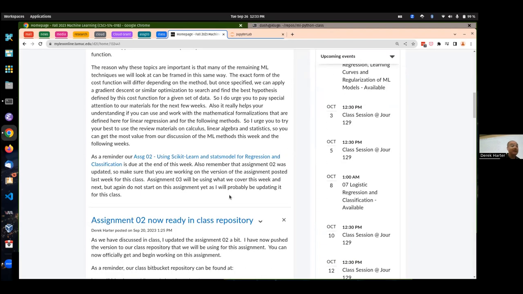As a reminder, for the second assignment, make certain you're getting the version that's out there right now. There is an updated version, so don't do the old one, you won't get any credit for it. Likewise for assignment three, there's probably going to be some updates on that too. So don't start on assignment three yet. Just be working on assignment two at this point.